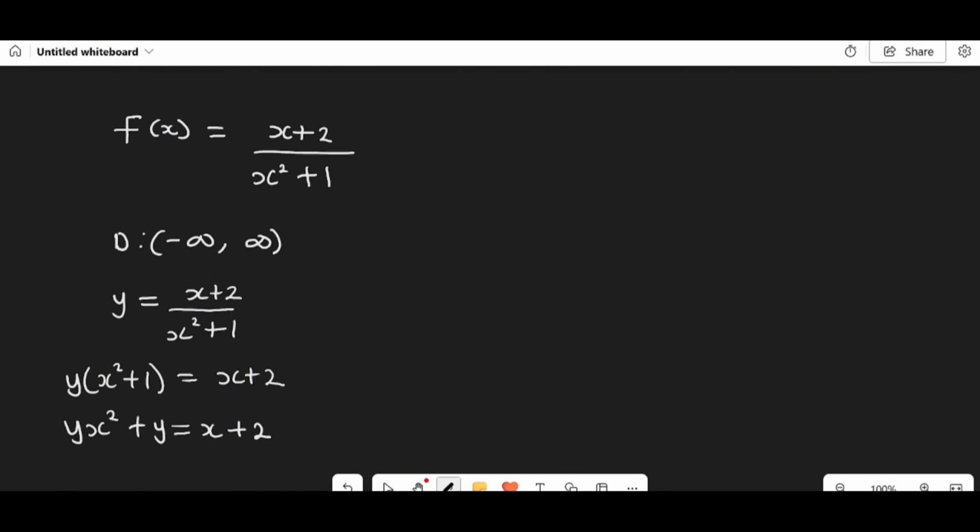And y x squared minus x, because if you bring this x to the left hand side, it changes to negative, plus y minus 2 equals 0. This is a quadratic equation in x: y x squared minus x plus (y minus 2) equals 0.